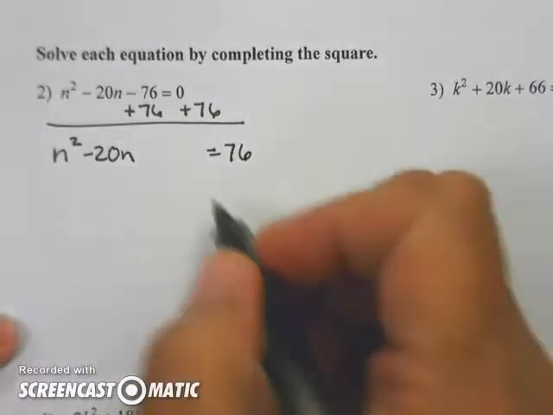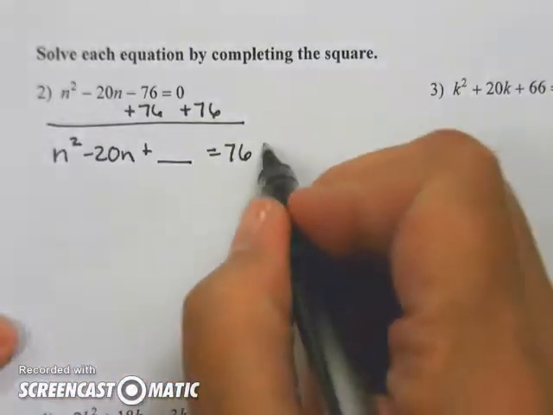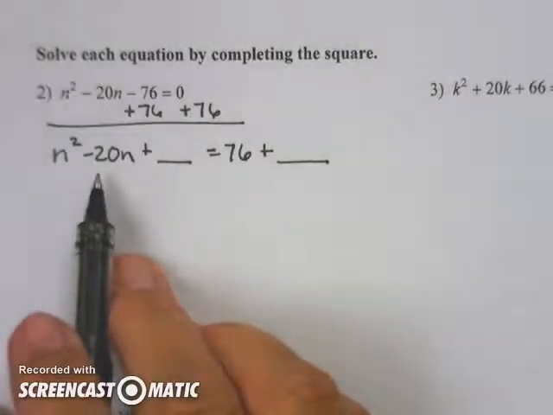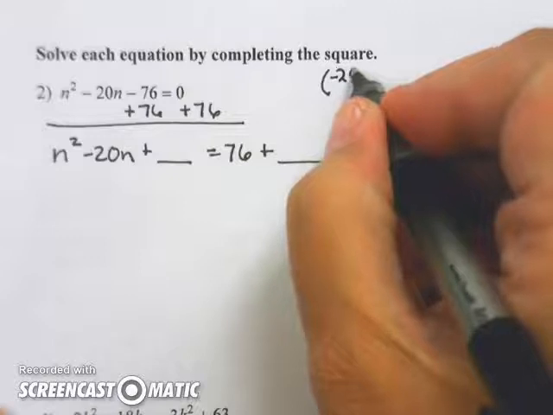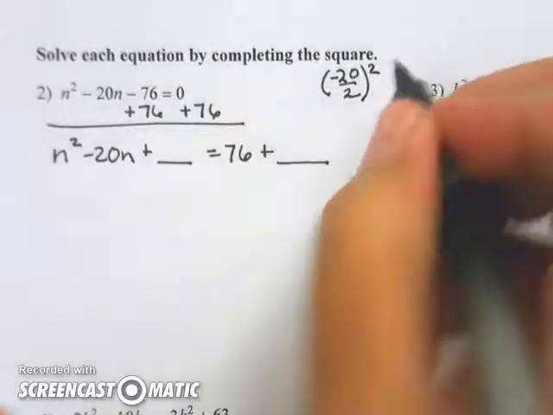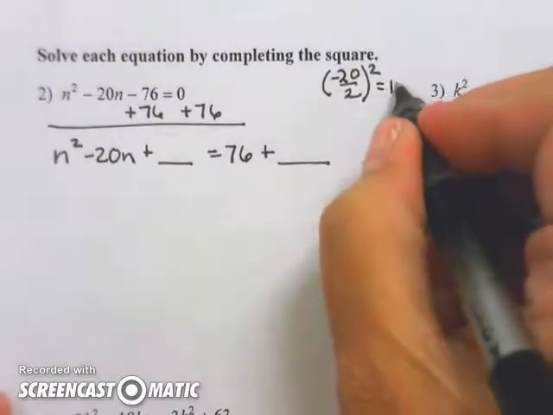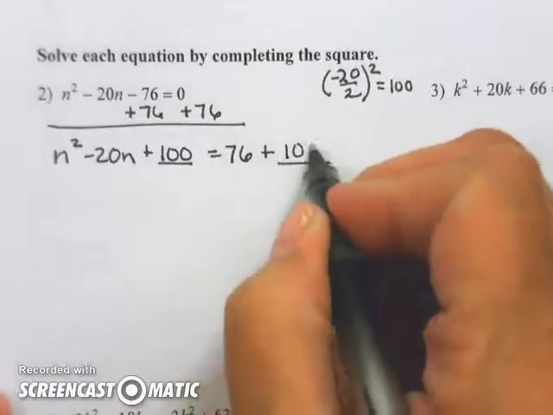Now to complete the square, I need to add something, but I cannot just add it to the left. I must also add it to the right. To find the value that I need to add, I'm going to look at my middle term, negative 20, take half of it and square it. Negative 20 divided by 2 is negative 10, and negative 10 squared is 100. So that is what I must add to both sides.